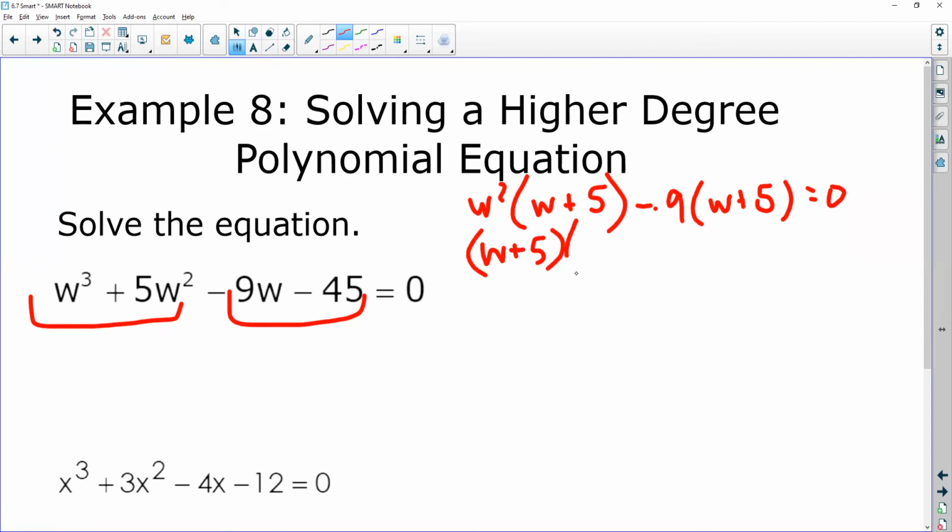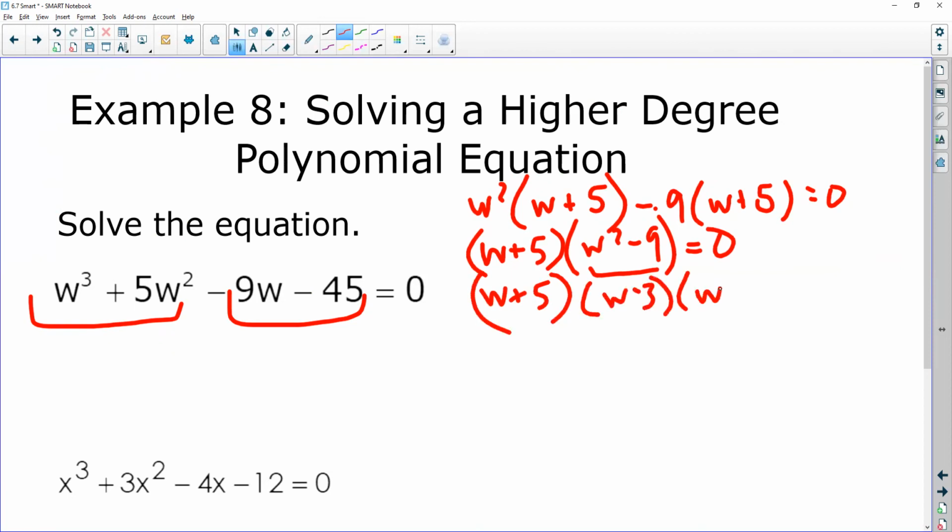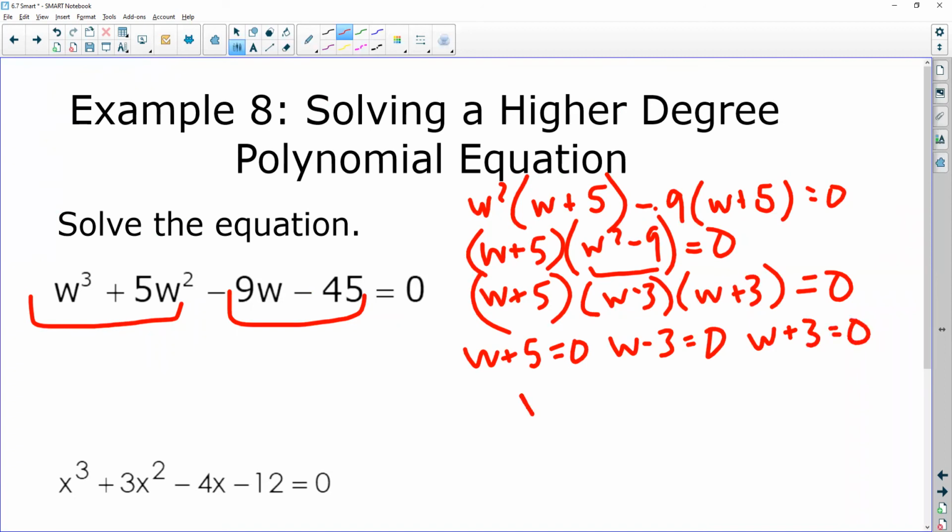Well, not yet, hold on. W squared minus 9 equals, that whole thing equals 0. Now I need to see the difference of squares there. So it's going to be w plus 5, w minus 3, w plus 3. All of that equals 0. And you're going to set each one equal to 0. So what's going to happen is I'm going to get w is negative 5, 3, and negative 3.